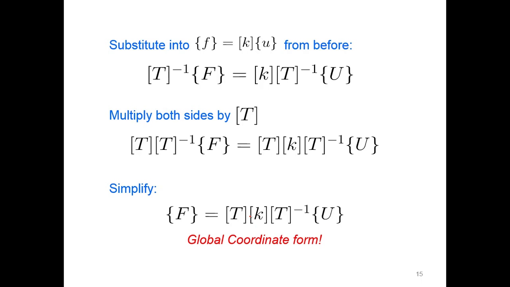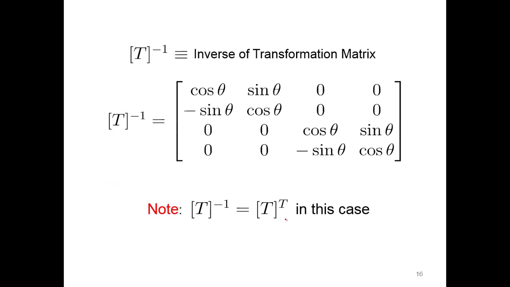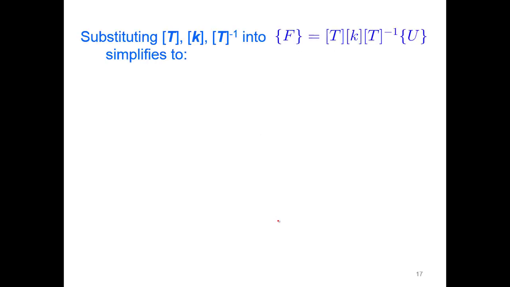You'll see what it is on the next slide. But we've seen all this stuff before, so what's different? Let's watch what happens here. By the way, here's the inverse transformation matrix, just so you know. In this case, it's just the transpose of the transformation matrix. There are a lot of similar terms here, so make sure you understand which is which. We're going to substitute the transformation matrix, the local stiffness matrix, and the inverse of the transformation matrix all into the equation we just came up with, and it simplifies to this.